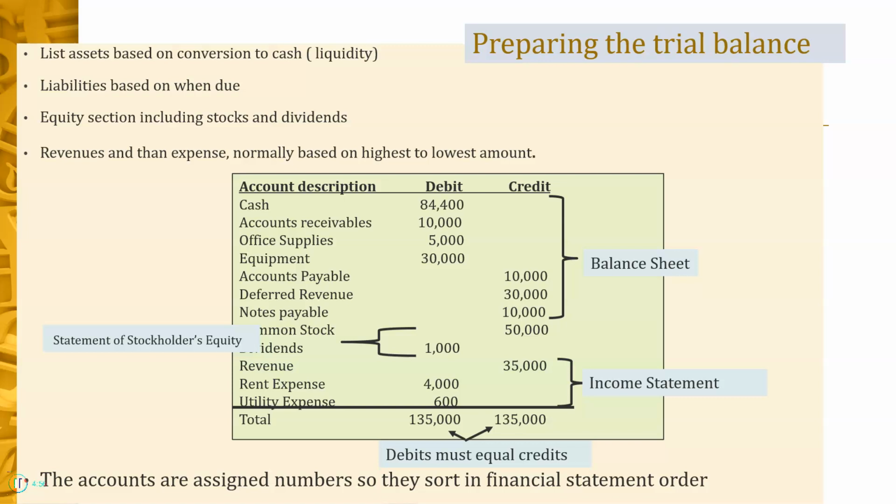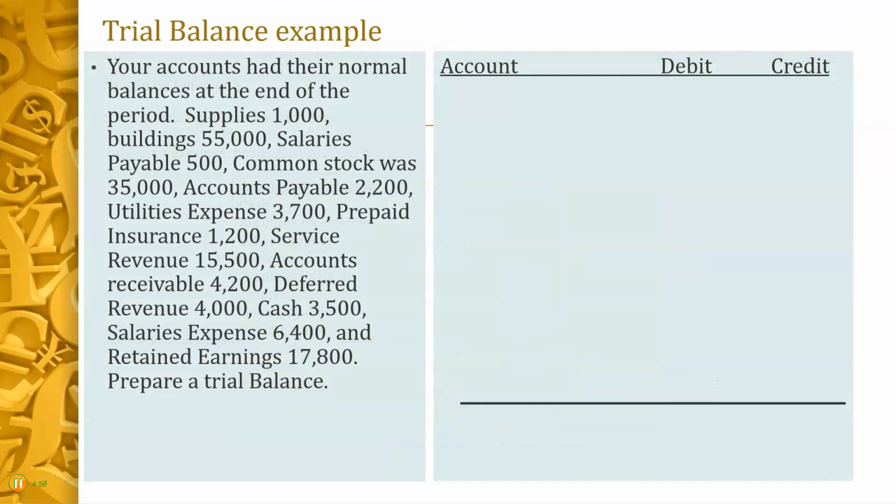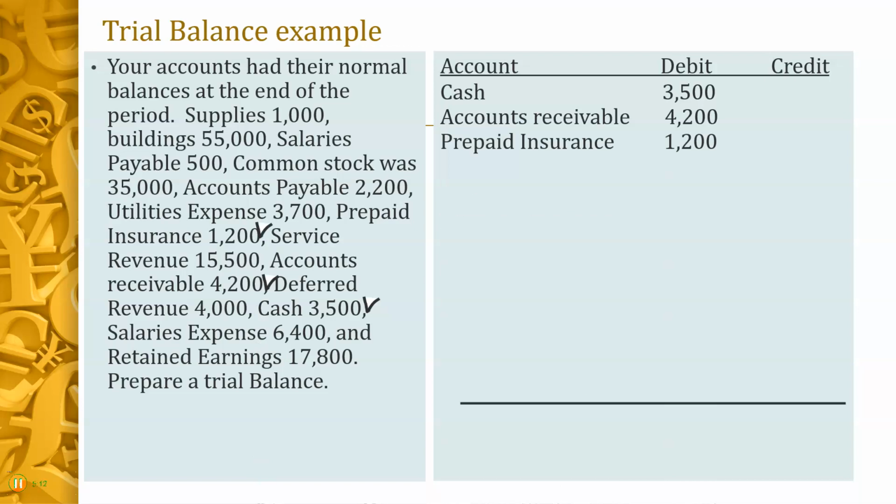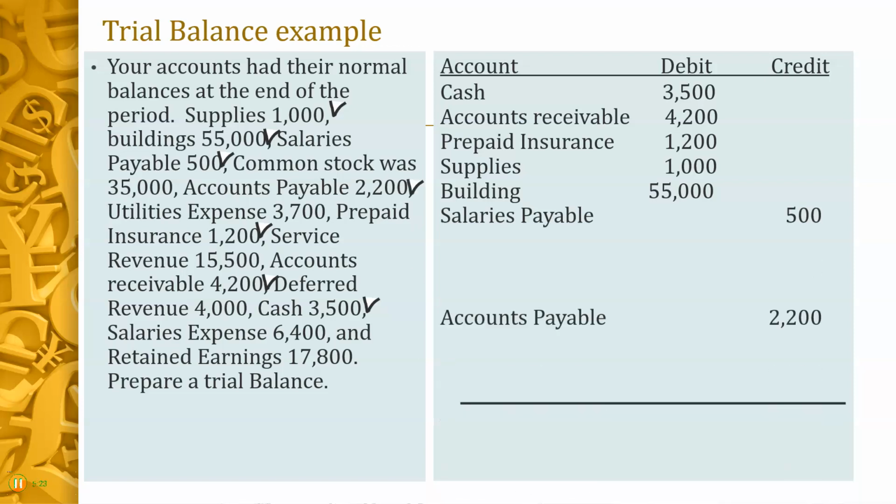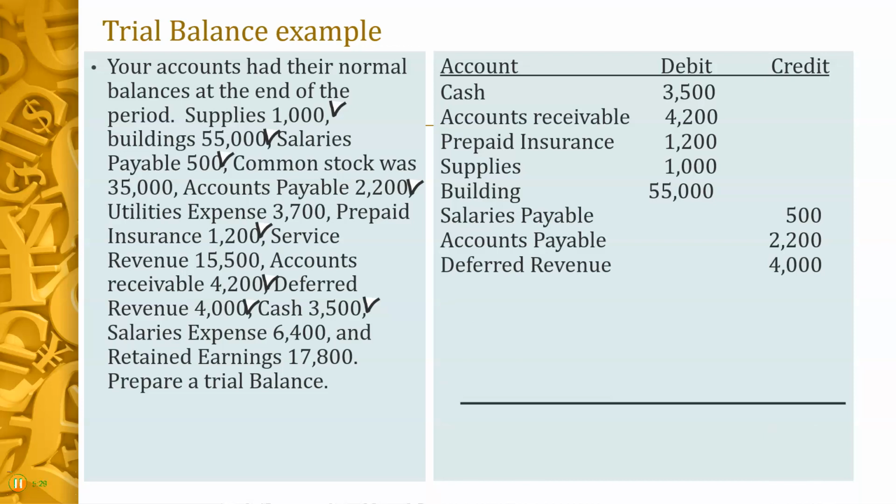So let's go through an example. Here's all this information, and we're going to do a trial balance. So what we're going to do first, we're going to look to see our most liquid, which is cash. We list that first, and then we would go on and look at all of our asset accounts. Then we would look at our liability accounts, which includes deferred. Remember, deferred revenue is not revenue. It's revenue that we haven't earned yet, so it's a liability. Common mistake that students make.